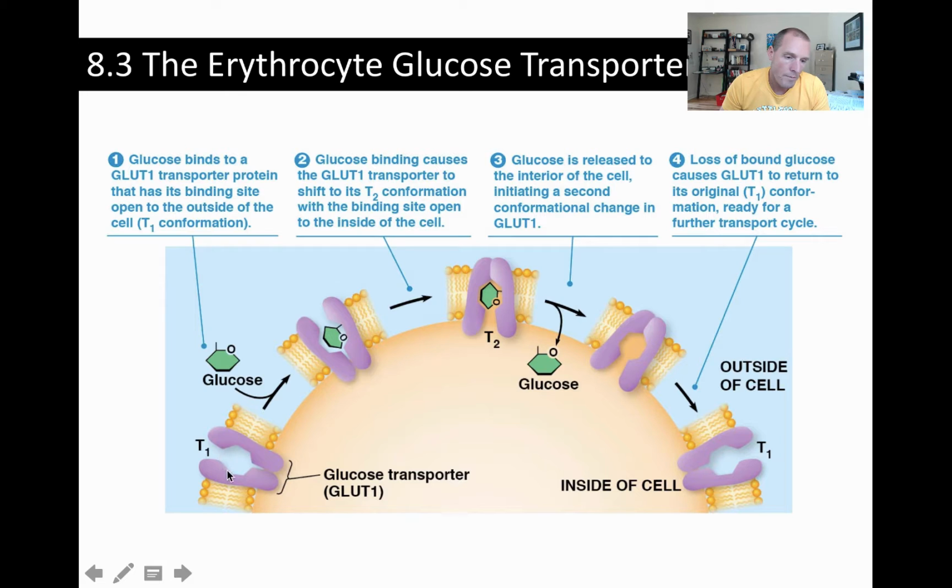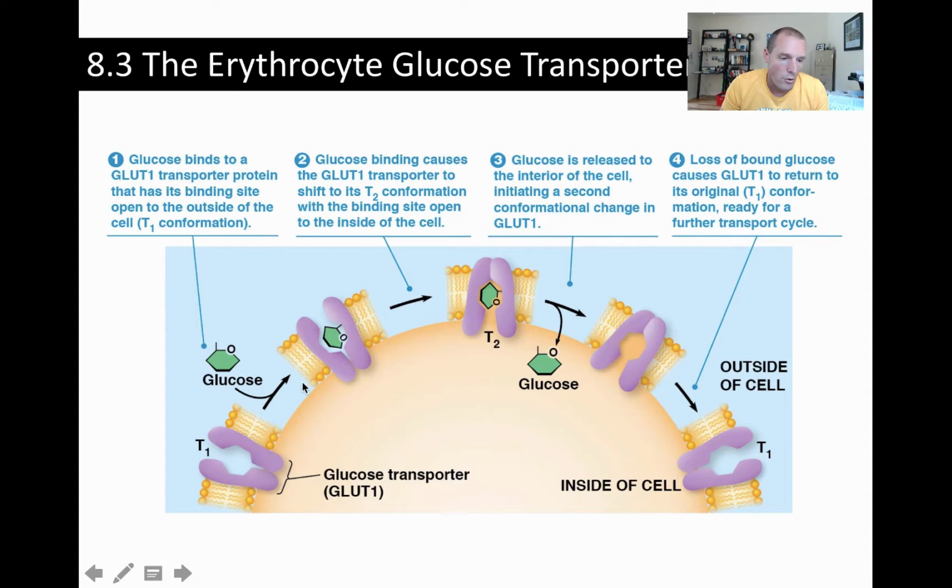The R groups of the amino acids that line the cavity are able to bind to glucose. Remember, glucose is polar and too large to diffuse freely, but it can bind in this hydrophilic pocket, or cavity, formed in the middle of the GLUT1 transporter. That is said to be the T1 conformation.